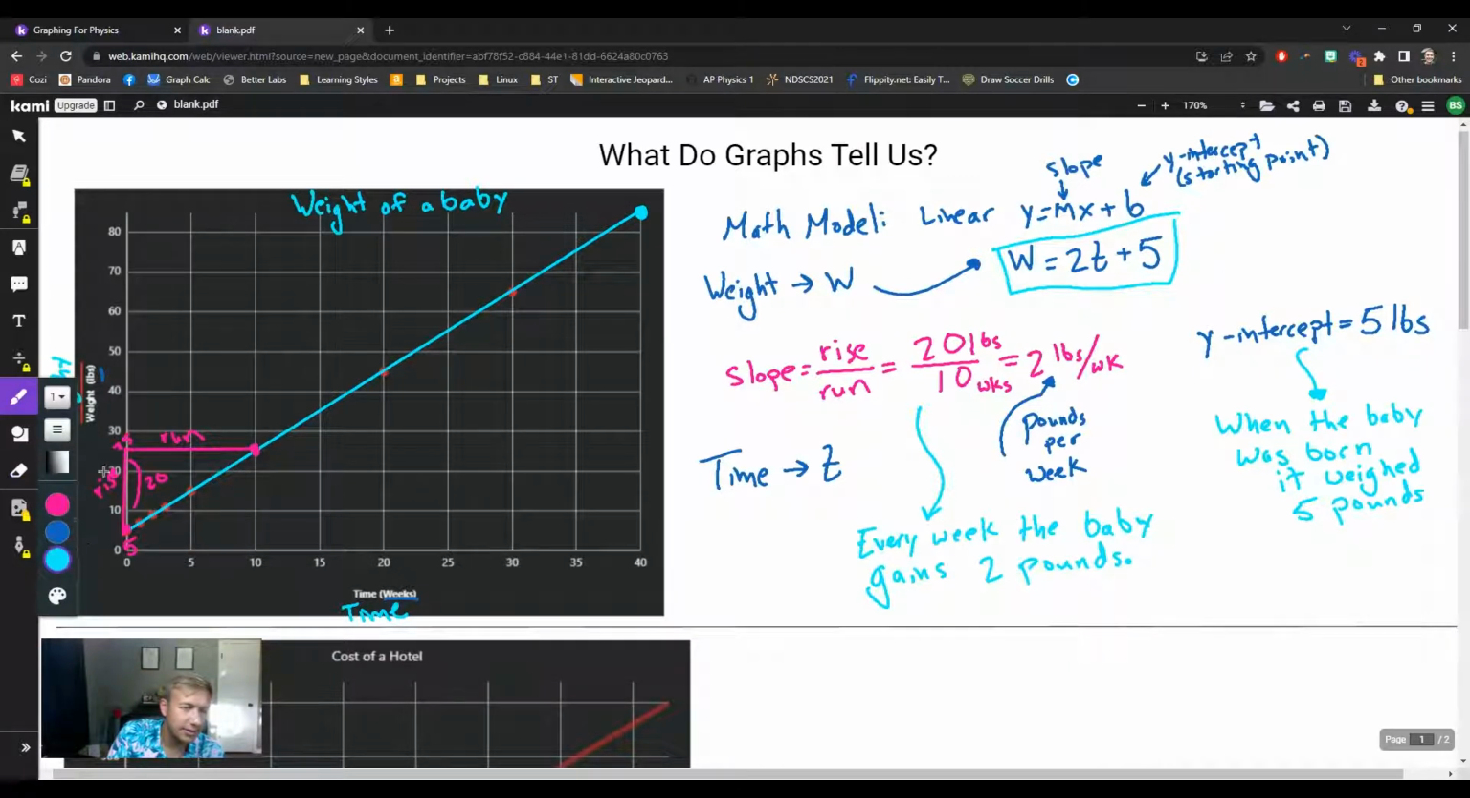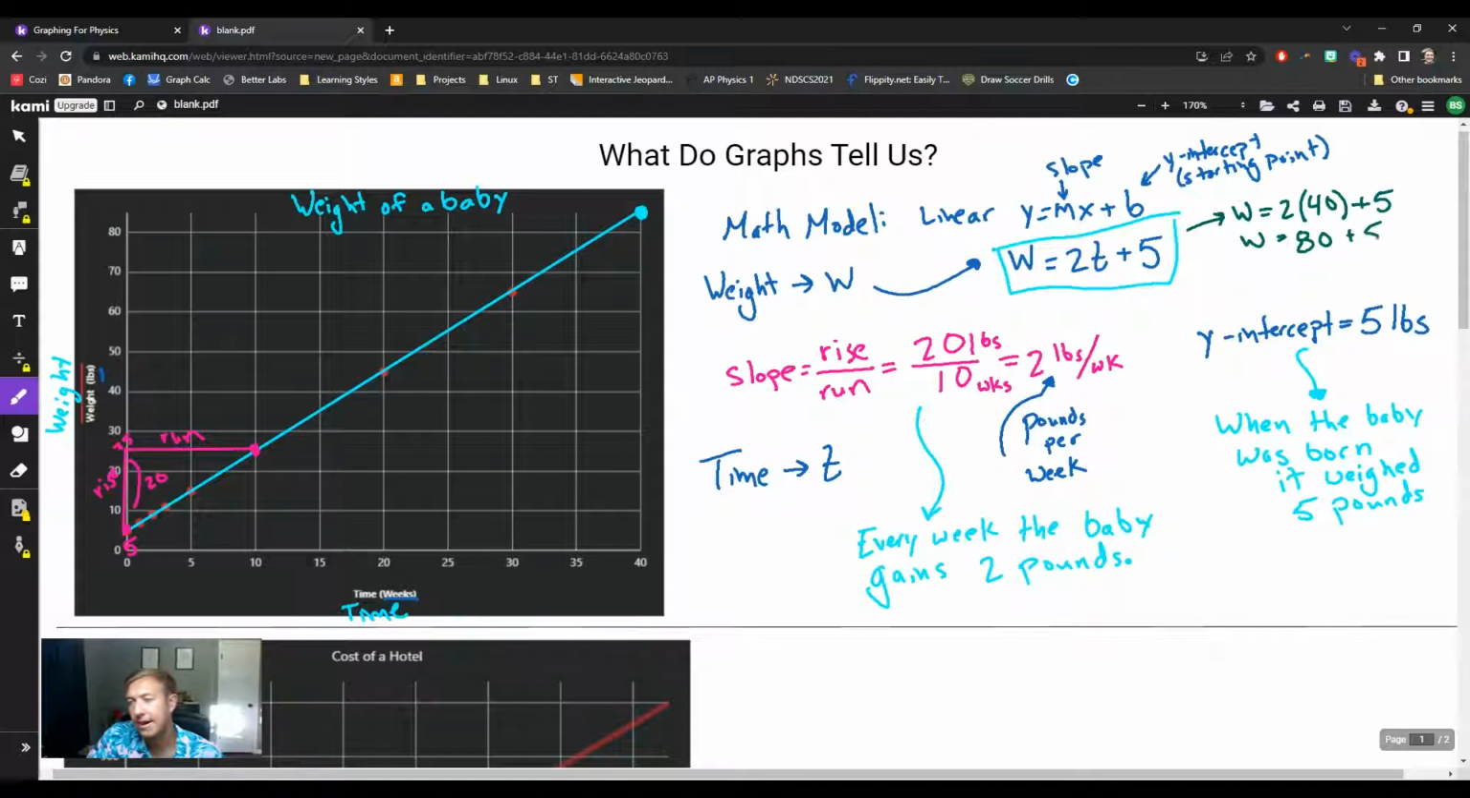Let me get a different color here. Let's go green for this real quick. So if I want to know the weight of the baby after 40 weeks, well, then I just plug in 40 for t, my time, and then solve. 2 times 40 is 80 plus 5. The weight is 85 pounds after 40 weeks.